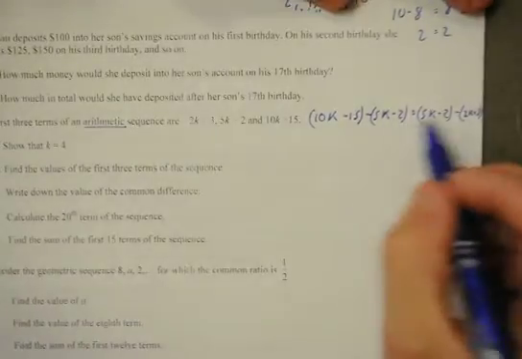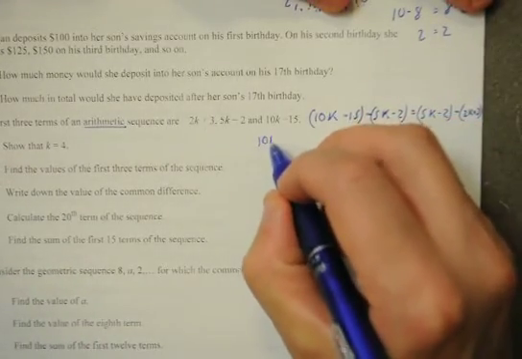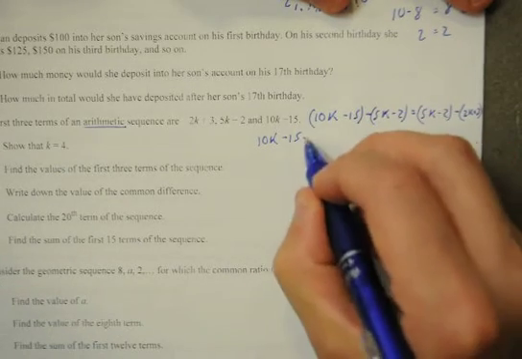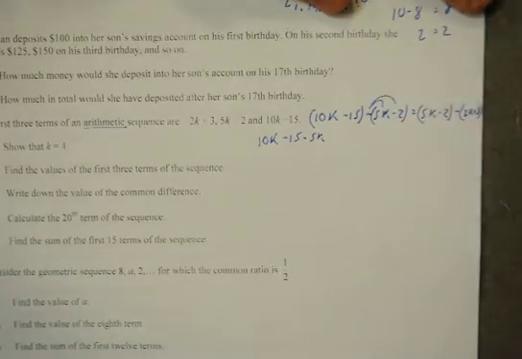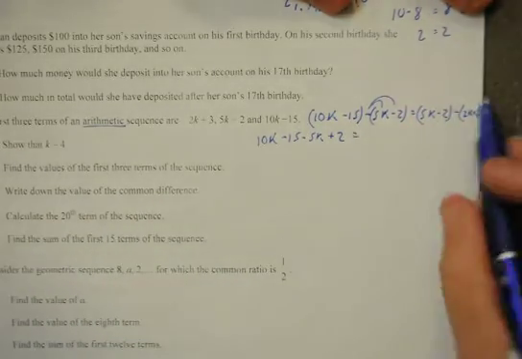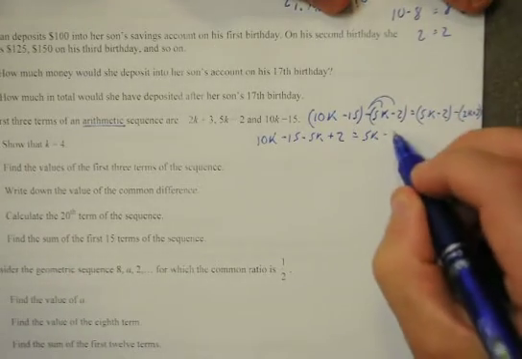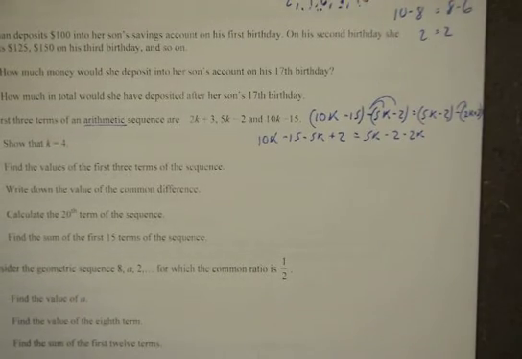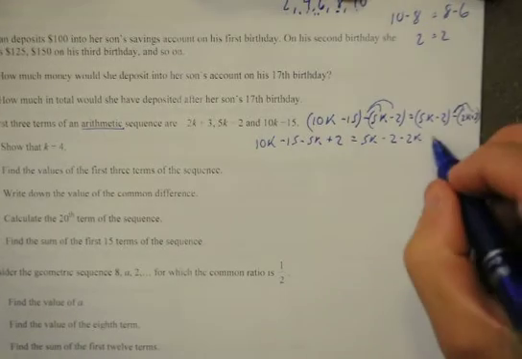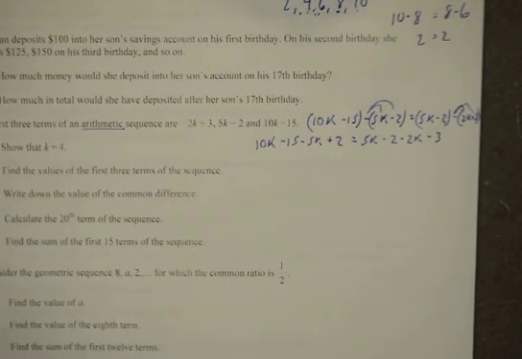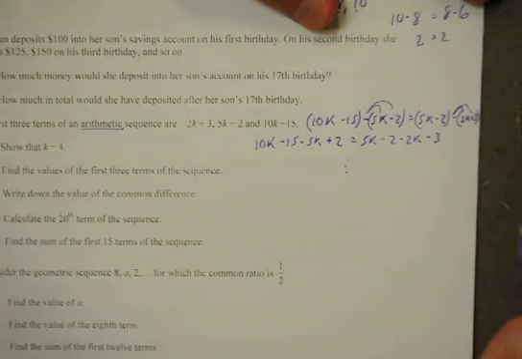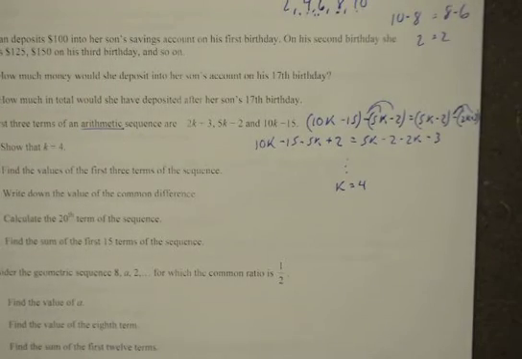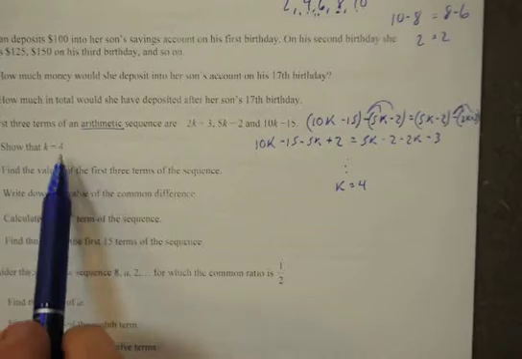Alright, so let's work this all out. Let's get some more room here. 10k minus 15 minus 5k, don't forget to distribute, plus 2 equals 5k minus 2 minus 2k minus 3. Now it's all algebra, but you will get k equals 4 when you do your algebra. Alright, you can do the algebra on your own. So k is 4. That was the tough one.